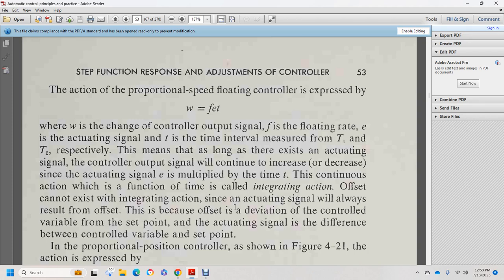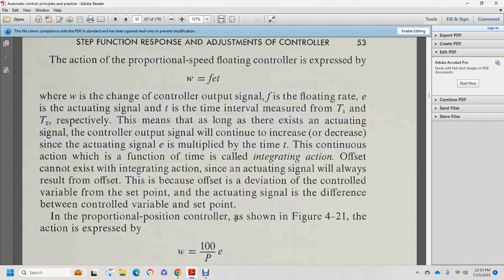Offset cannot exist with the integral action. The actuating signal was also the result of the offset, the deviation of the control variable from the set point. The difference between the control variable and the set point for the proportional position controller is shown in figure 4.21. The action is expressed as W, the change in controller output signal, equals 100 times the proportional band times E, the actuating signal.